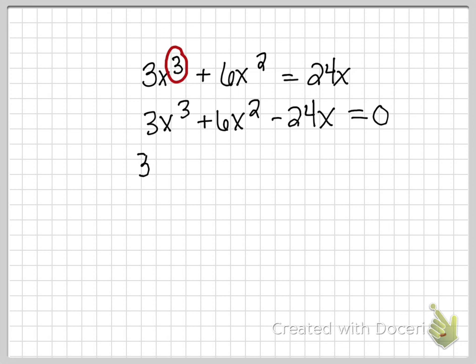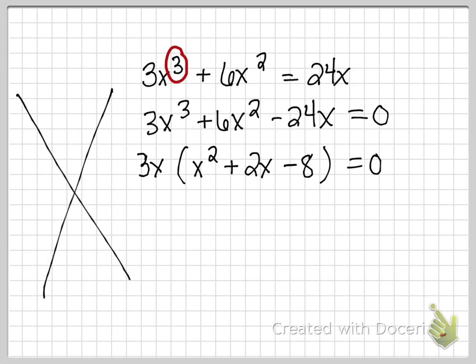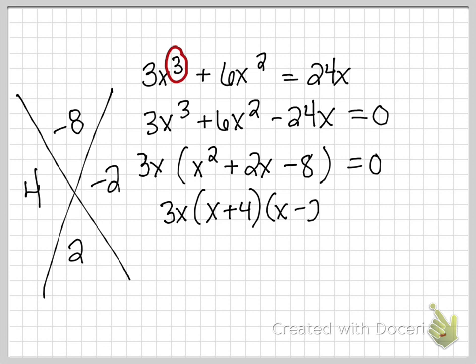So get the equation set equal to 0. We will factor out the GCF, which is 3x. So then we get x squared plus 2x minus 8 equals 0. Then we'll use our diamond method on that trinomial. So negative 8, plus 2, and then our factors are 4 and negative 2. The reason we do the diamond is because it tells us our factors, x plus 4, x minus 2.